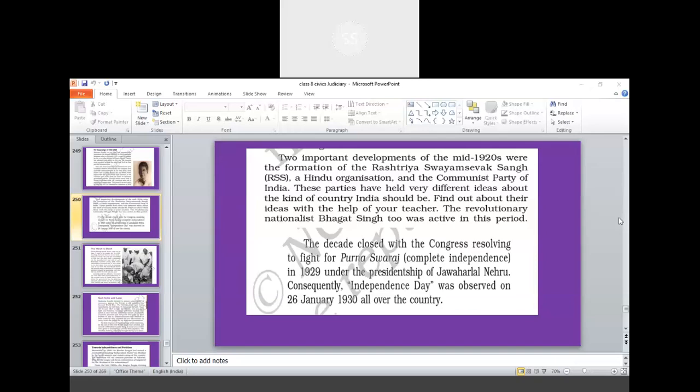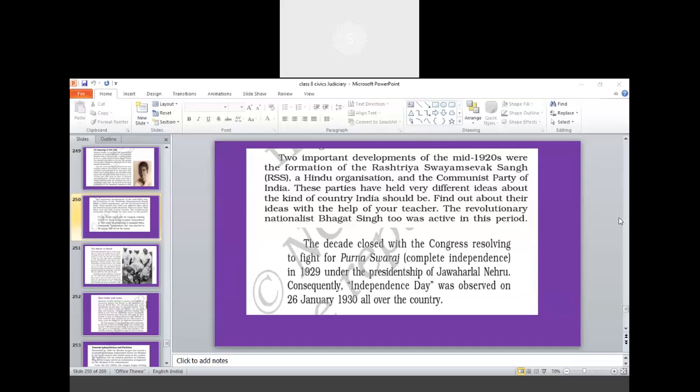Which day did India get freedom? 15th August 1947. Which day was the Indian Constitution ready? 26th January 1950? No. November 1949, sir. Very good. We celebrate Constitution Day on 26th November.